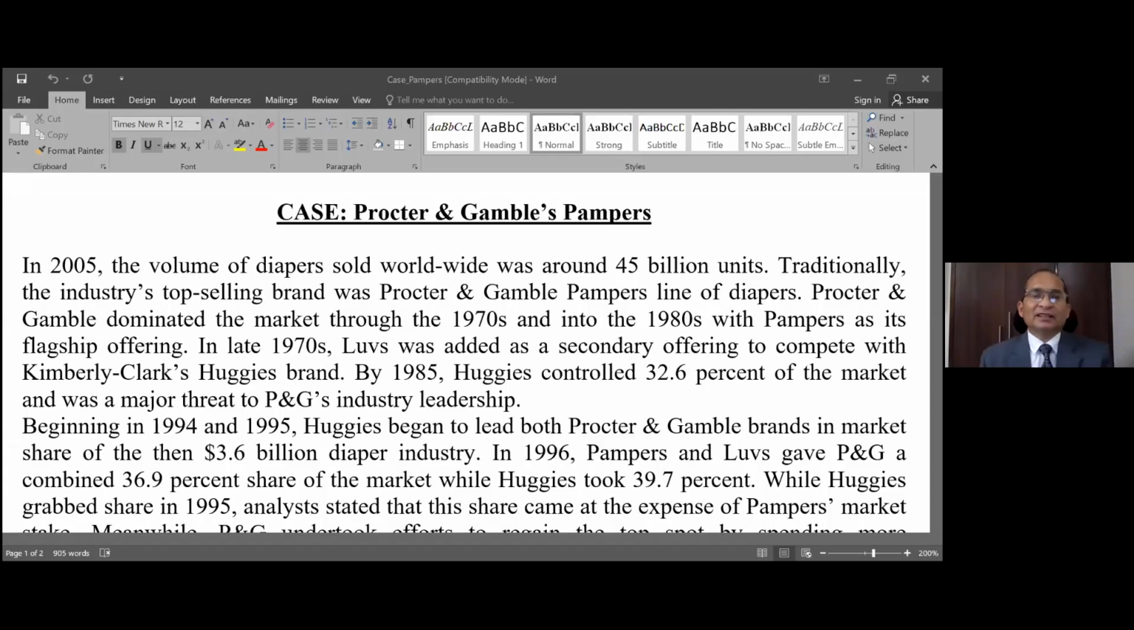Okay. So this is the case. This case is related to a very popular product, that is baby diapers. The scenario is there have been two major players. One is Procter and Gamble that produces Pampers, and the other is Kimberly-Clark that manufactures Huggies. So this case is about the trade war between two giants in the FMCG sector.